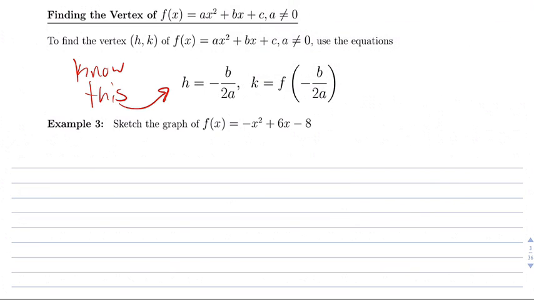So I'm going to start with the vertex. The x coordinate of my vertex is going to be h equals negative b over 2a. Let's start there with our graph. Let's solve for h. Now what's our b? Keep in mind, this is the general form of a quadratic, in the form ax squared plus bx plus c.